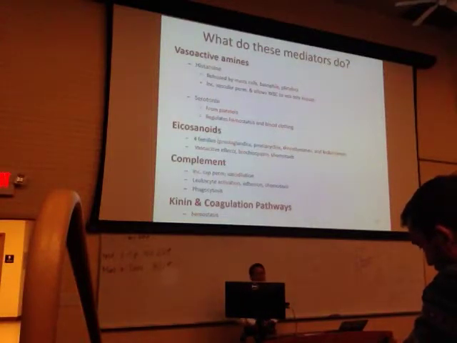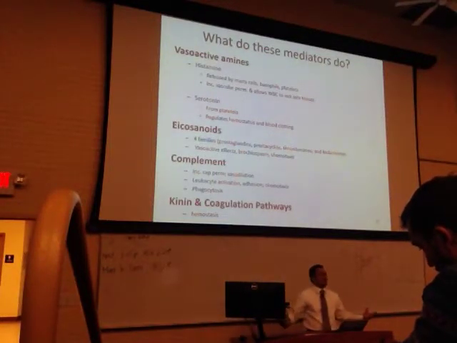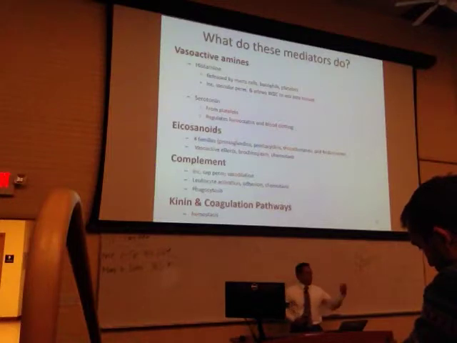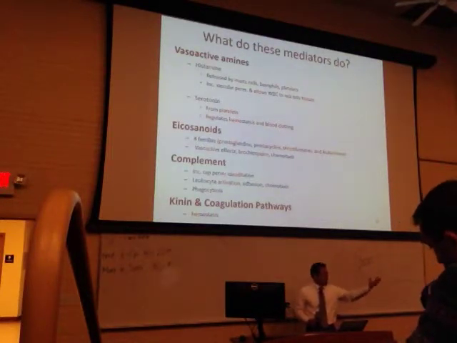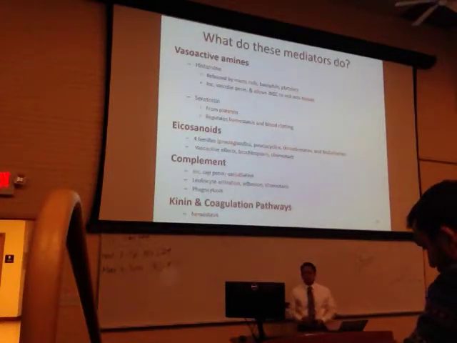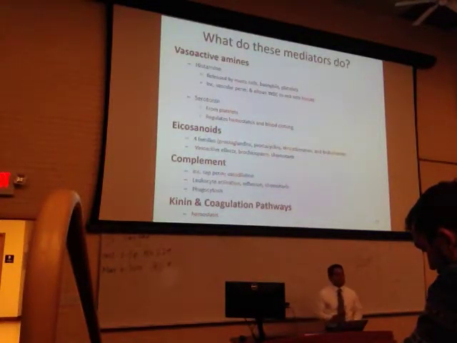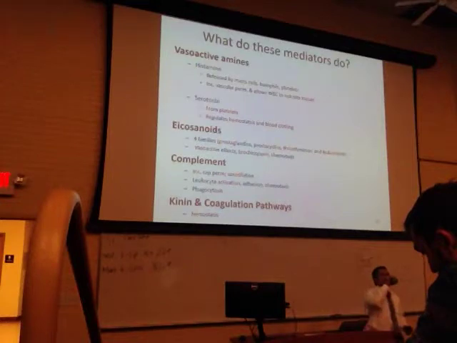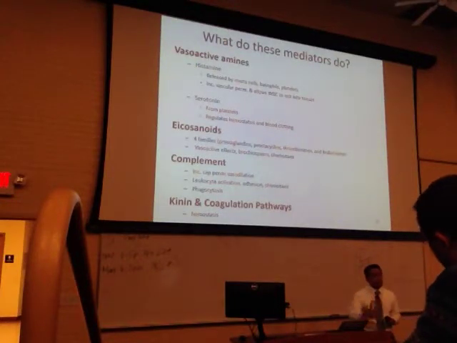It increases vascular permeability. Now we know how that relates to inflammation. It allows these white blood cells to get out, exit into the tissue. Serotonin comes from platelets. Regulates hemostasis and blood clotting. That helps with margination. I keep going back to that again and again, right?